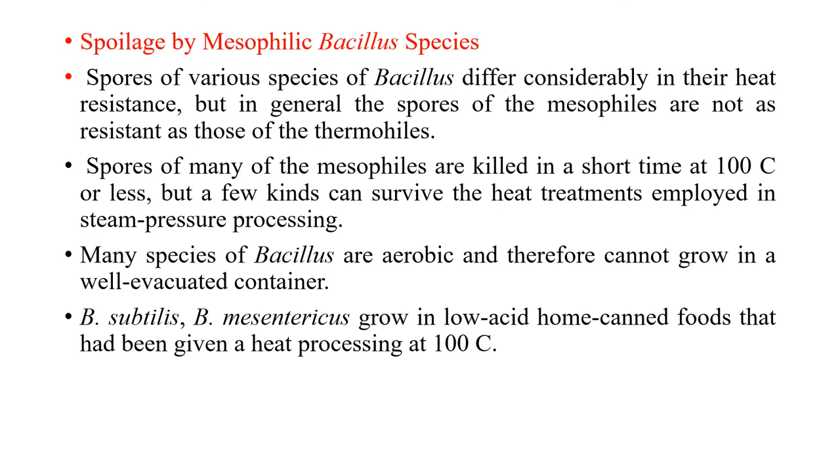So the second one is spoilage by the mesophilic Bacillus species. Here the spores of various Bacillus species differ considerably in their heat resistance, and in general the spores of the mesophiles are not as resistant as those of the thermophiles. The spores of many of these mesophiles are usually killed at 100 degrees Celsius or less, but a few kinds can survive the heat treatments employed in steam pressure processing. Many of the Bacillus are aerobic and therefore cannot grow in the containers, and Bacillus subtilis and Bacillus mesentericus will grow in low acid home canned food that has been processed at 100 degrees Celsius.